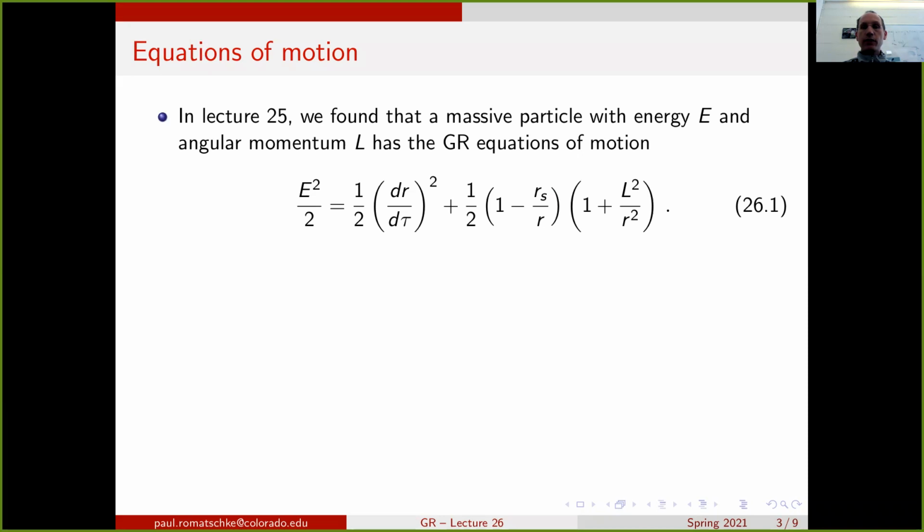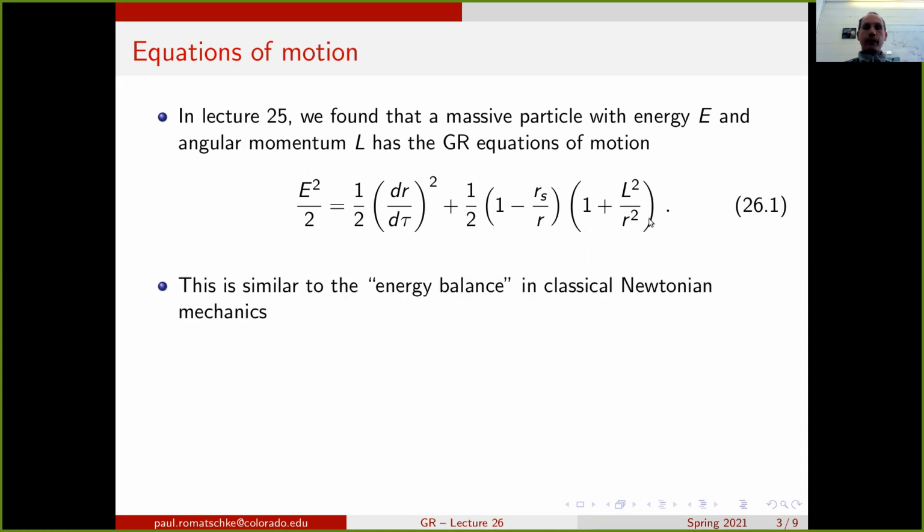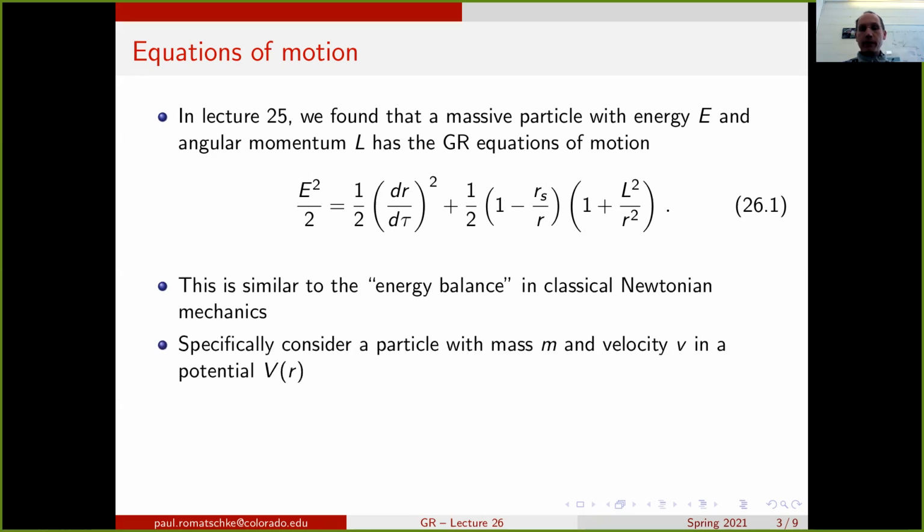To get started, recall that in lecture 25, we found that there is an equation that connects the derivative of the radius of a particle with respect to its proper time to other properties in the spacetime, in particular the Schwarzschild factor that we called A, this factor here, and the conserved energy of the particle and the conserved angular momentum. If you look at this, then you should realize that this is very similar to a classical mechanics equation, namely the equation of an energy balance.